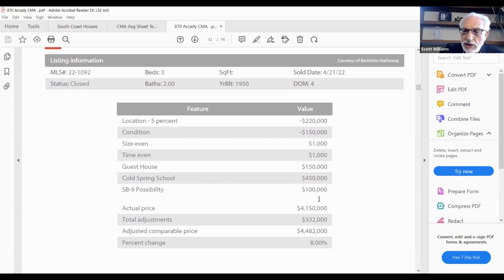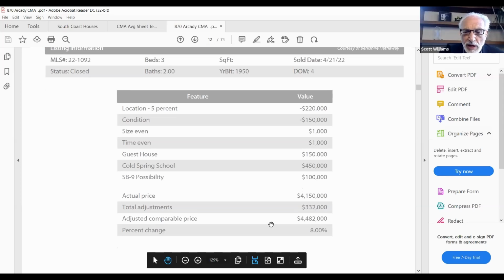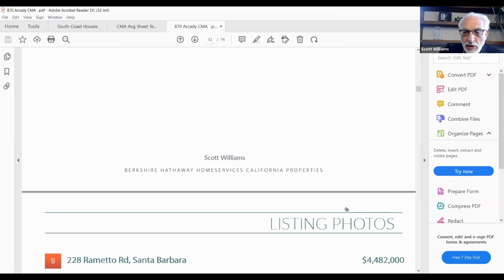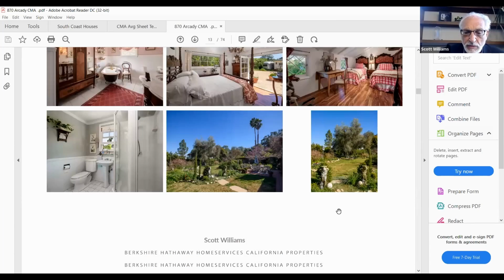And you should start to at least get used to the fact that about 5 or 10% of all properties out there have a lot of value in SB9 and about 90% of them don't, but you should know the difference. So this one sold for $4,125,000. I'm thinking my comparable value is $4,482,000.